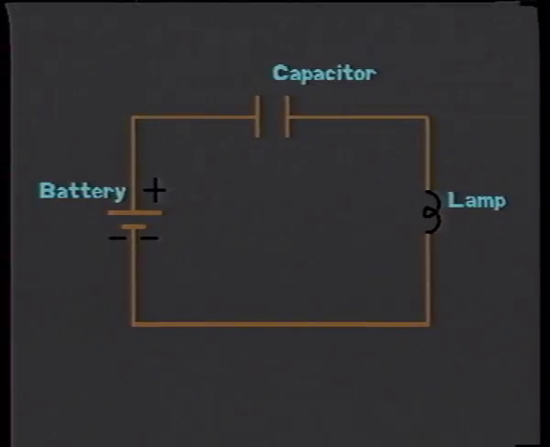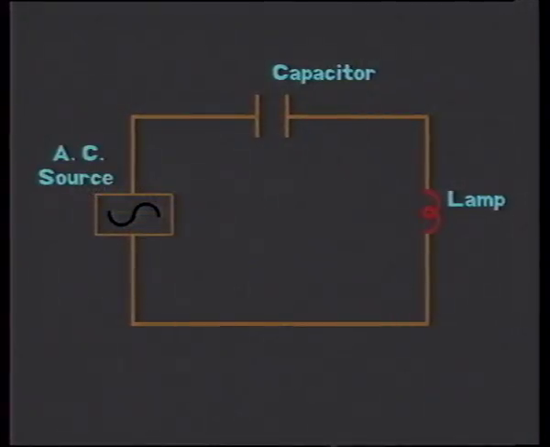Capacitors do not allow DC current to flow through them. If a battery is connected in series with a capacitor and a lamp, the lamp will not glow. The capacitor will allow AC current to flow through it. If an AC source is connected in series with a capacitor and a lamp, the lamp will glow. This property of allowing AC to pass is utilized in electronic equipment.